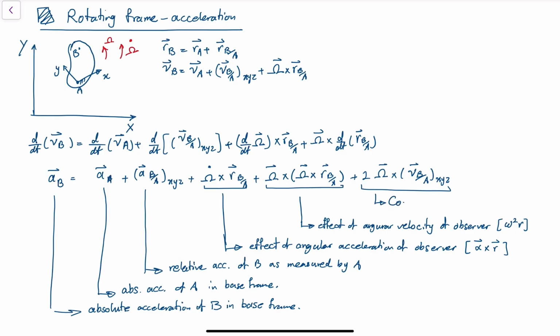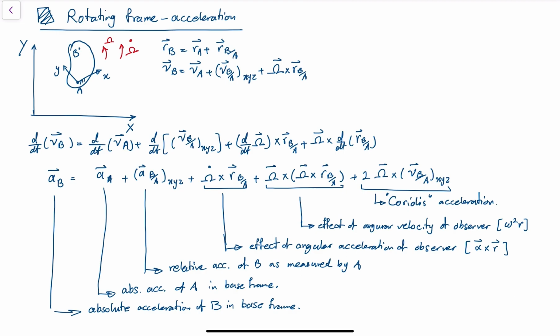This is Coriolis acceleration. That is the combined effect of both rotation of the frame and this relative movement inside that frame. If both of them exist, you have this Coriolis effect that must be compensated.